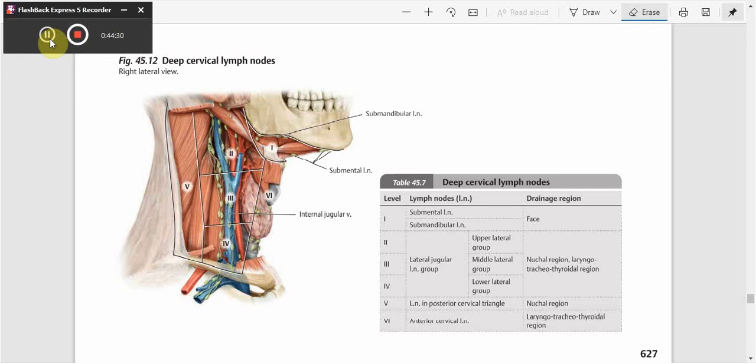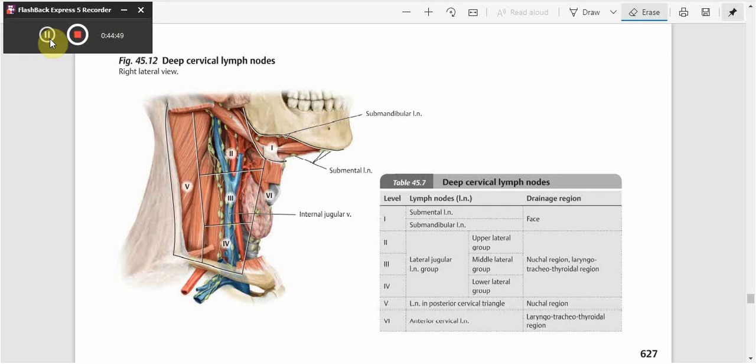Second point, is it correct or false? The deep cervical group of lymph nodes lie in relation to the external jugular vein. This is false, because they lie in relation to the internal jugular vein. Which nodes lie in relation to the external jugular vein? The lateral superficial cervical nodes.